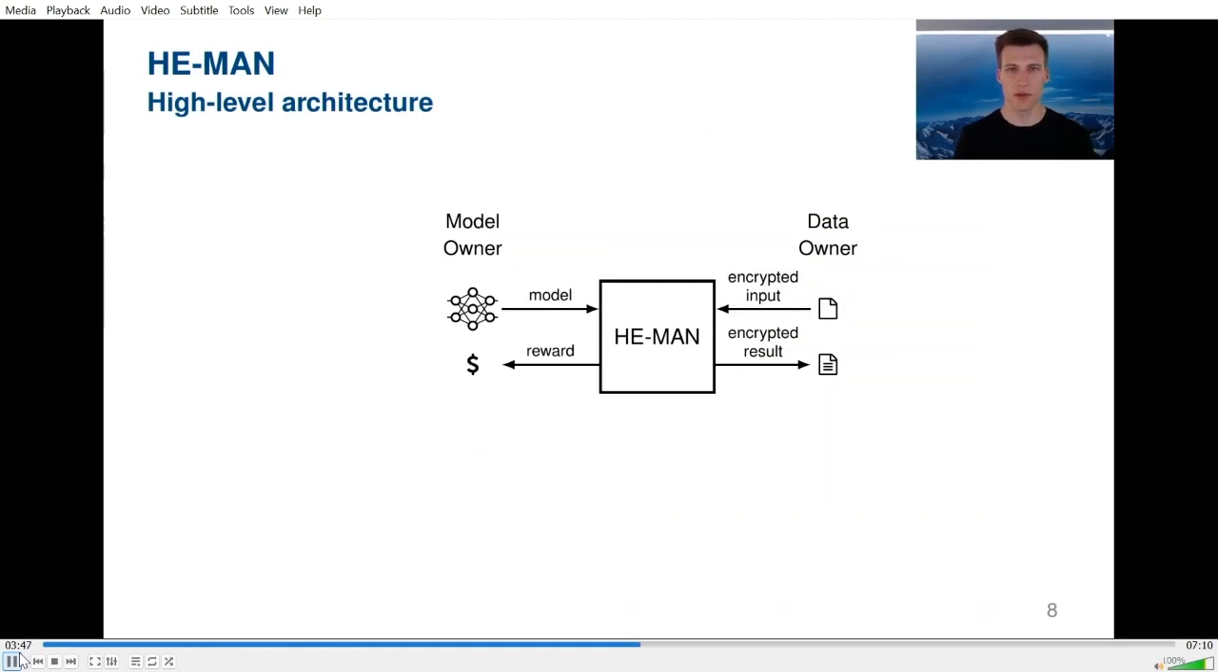And this is what we implemented in our tool HEMAN. Model owners provide their models and receive a reward in return, and data owners provide their inputs in an encrypted form and receive an encrypted result that can be decrypted to receive the final result. Neither party has information in the plaintext about the other party, and in the following we will focus on the model owner's model, which is supported in the ONNX format in HEMAN.